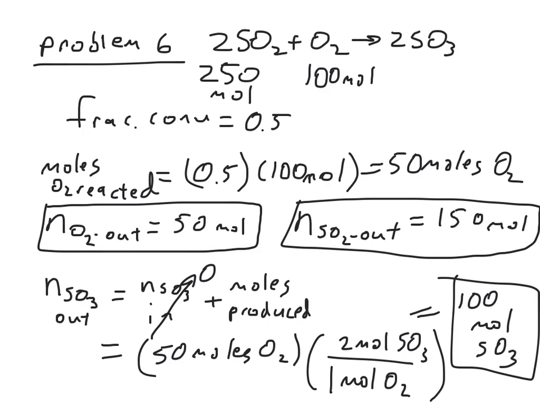To give you an overview, we have to figure out which is in excess and which is limiting. O2 is limiting, and SO2 was in excess. Use the fractional conversion of the limiting reactant to find out how many moles of the limiting reactant, in this case O2, react. So we react away 50 moles of O2, and then use that information to find out how much SO2 is reacting and how much SO3 is being produced, and simply take the difference between the outlet and the inlet based on what's being produced or reacted to find these different quantities. And we do the same thing with parts B, C, D, etc. on the rest of problem 6. But that's how we go about solving it.